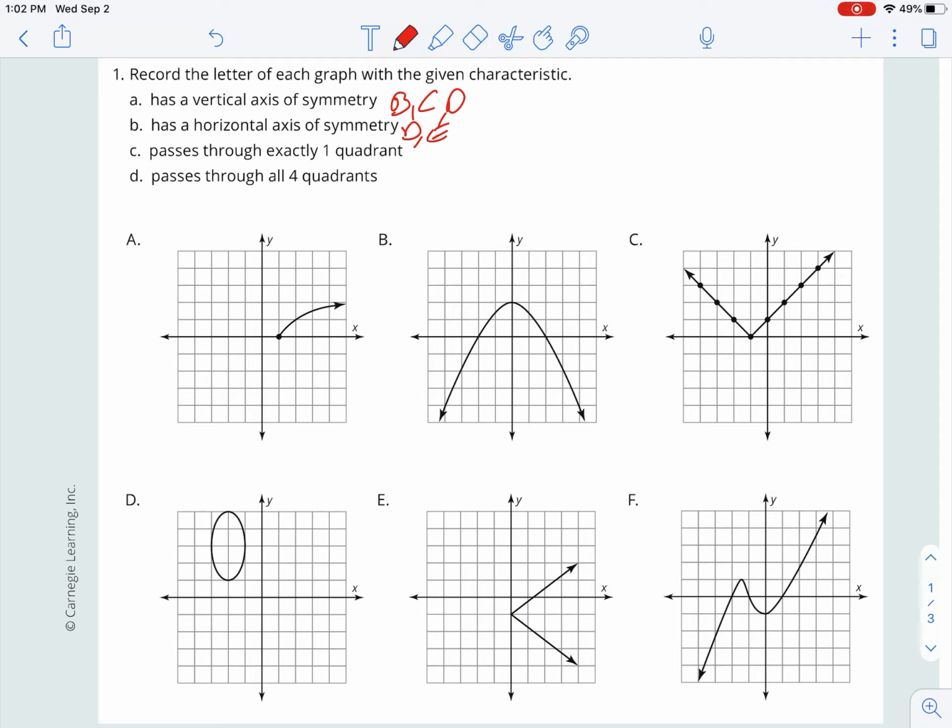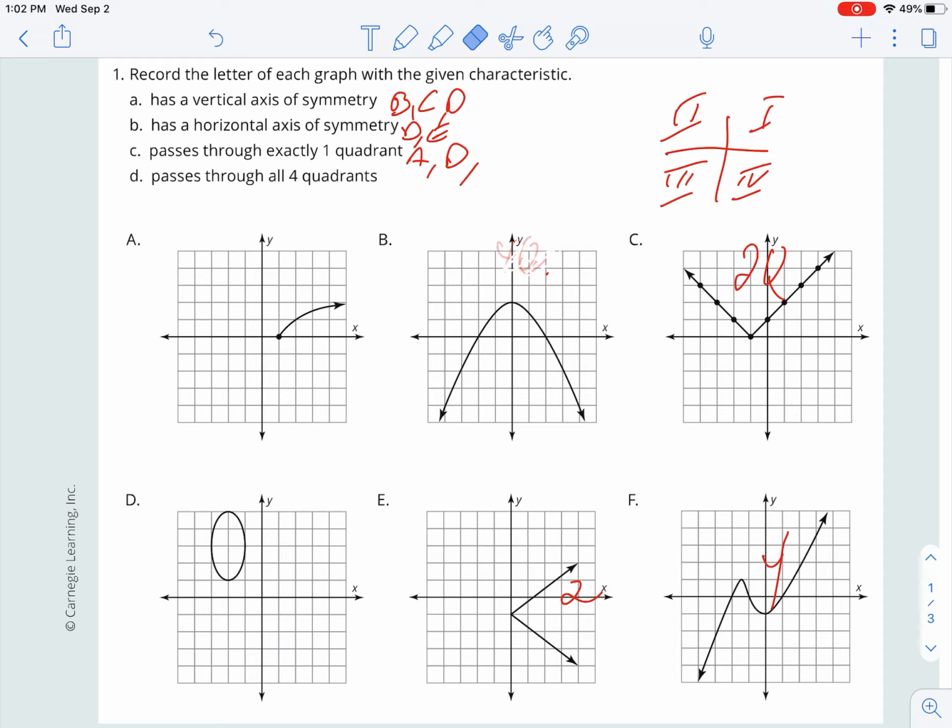Passes through exactly one quadrant. So make sure you know your 4 quadrants, 1, 2, 3, and 4. Okay, letter A is in quadrant 1. Letter B goes through all 4 quadrants. So this is 1 quadrant. This does all 4 quadrants. Letter C does 2 quadrants. Letter D, it is contained in one quadrant called quadrant 2. Letter E is in 2 quadrants, and letter F is in all 4. So it looks like letter A and letter D.